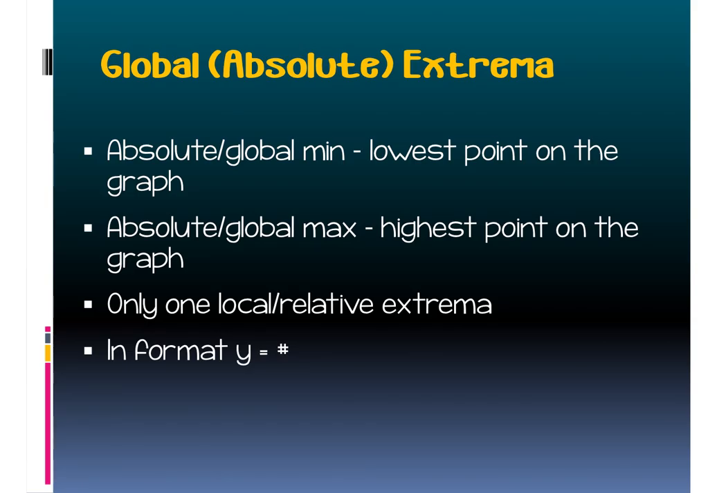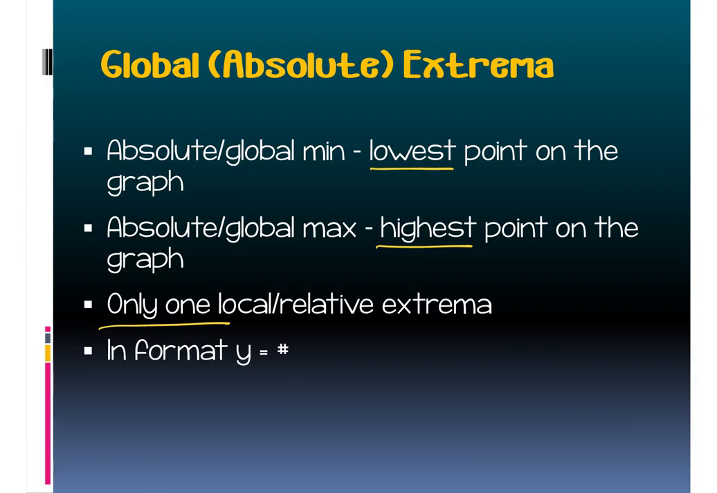All right, global is the same thing as absolute, and there is only one. You can only have one global max, and you can only have one global min. The global or absolute min is the lowest point on the whole graph, and the absolute global max is the highest point on the whole graph. Usually the format of this answer is y equals a point. I mean, y equals the y coordinate of the point.